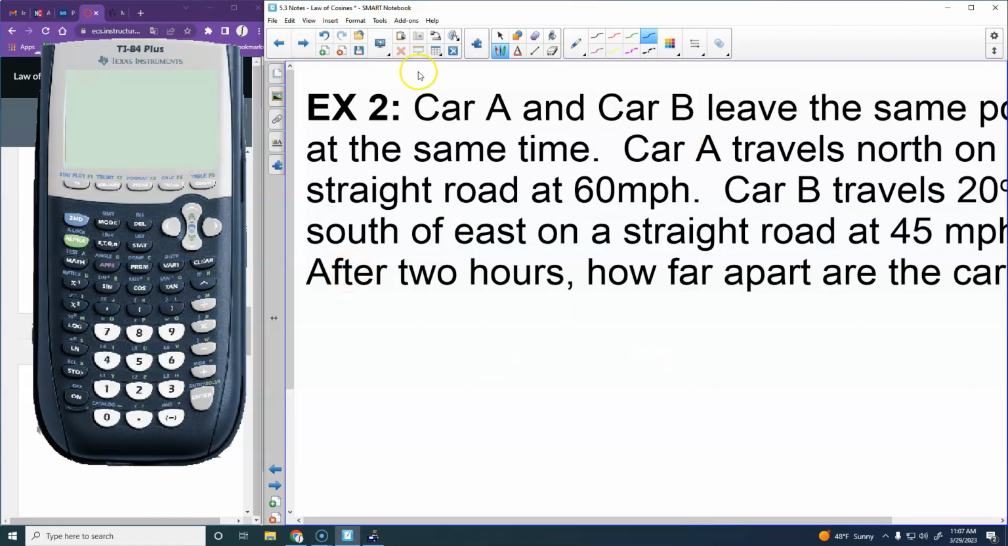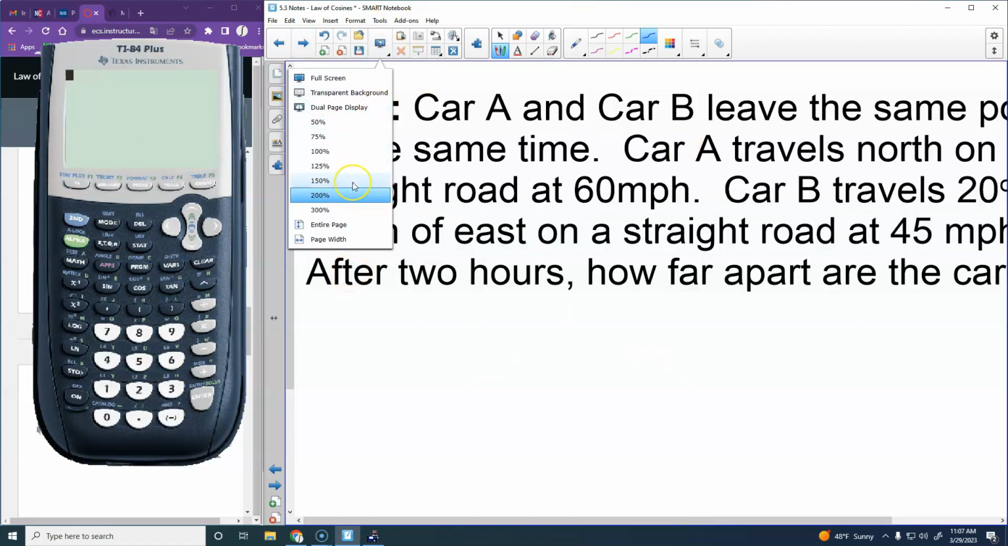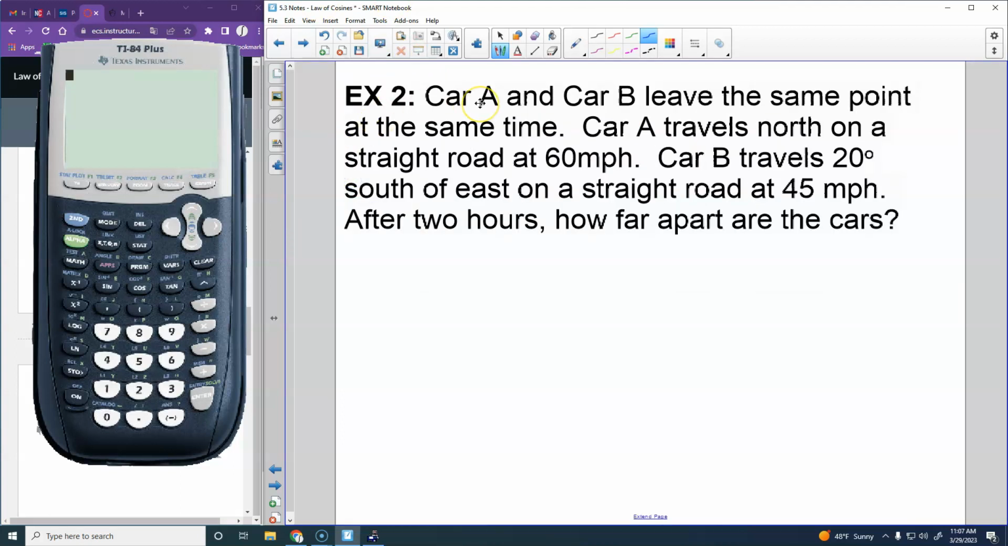Okay. Let's make it smaller. All right, so again, tonight's homework is going to just be triangles, but I like to throw in a few of these application problems so you can get a picture of how this would work. Car A and B leave the same point at the same time. A travels north on a straight road at 60 miles per hour. B travels 20 degrees south of east on a straight road at 45 miles per hour. After 2 hours, how far apart are the cars?